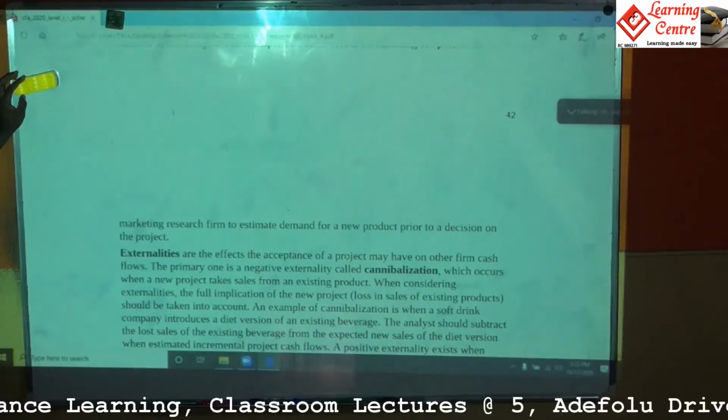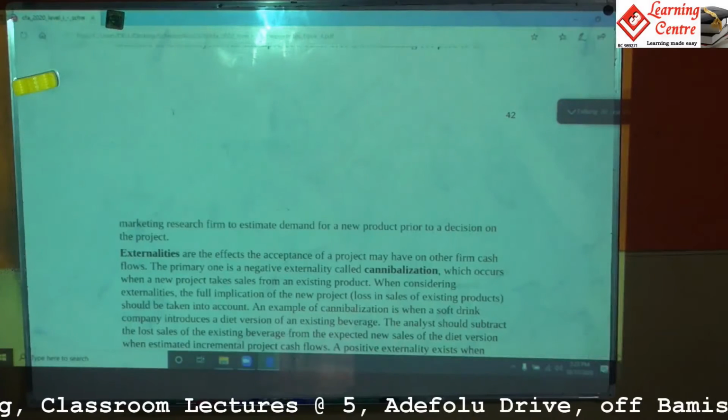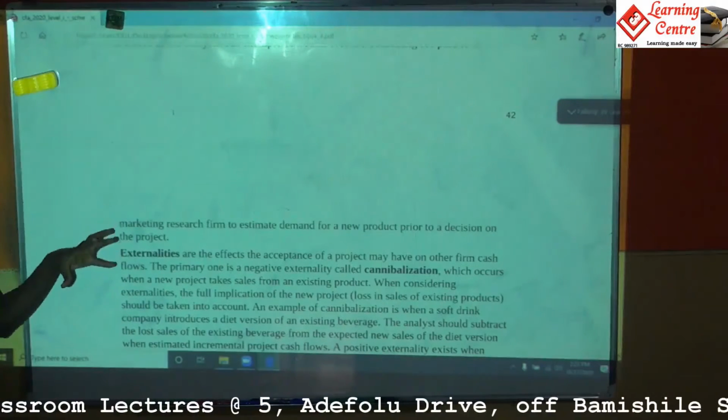You know, like I said, sunk costs. You don't include sunk costs in your cash flow, right? Okay, so what are externalities?